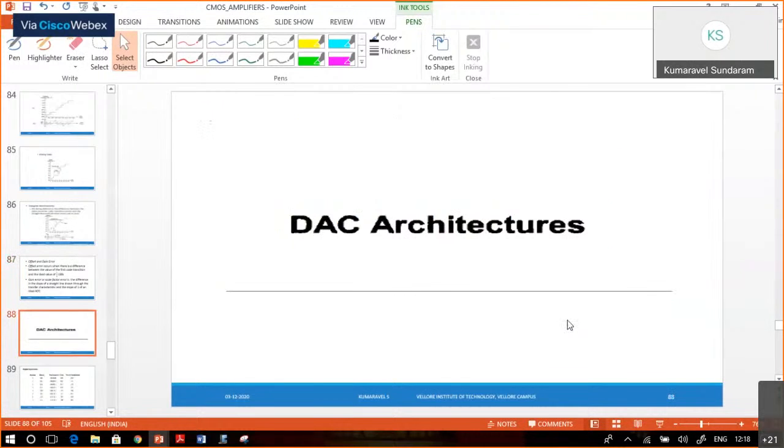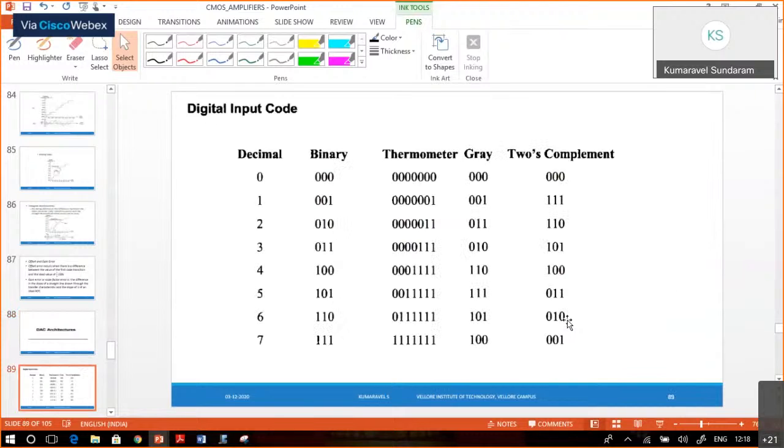Now we will go with the DAC architectures. First thing is DAC architecture. The input may be presented in any fashion, right? For the digital to analog converter, the digital input can be given as binary, or as thermometer code, or as a gray code, or 2's complement.